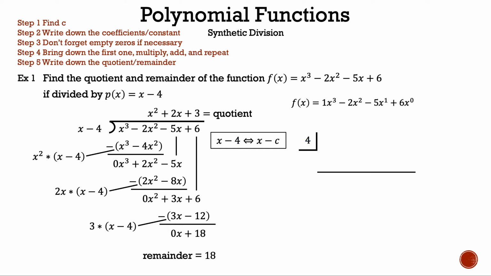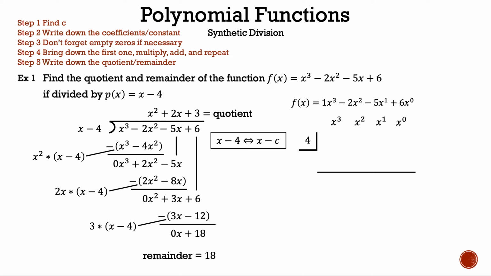Now, let's write down our dividend again, but in a different way, so we can see what numbers to put where. So now we have f of x is equal to 1x to the power of 3 minus 2x to the power of 2 minus 5x to the power of 1 plus 6x to the power of 0. Remember, x to the power of 0 is 1, so 6 times x to the power of 0 is 6 times 1, or just 6.